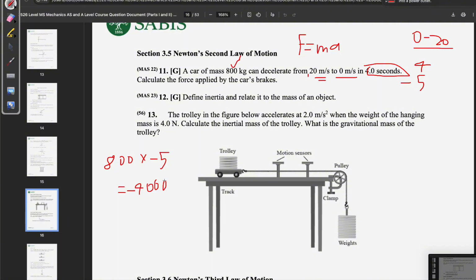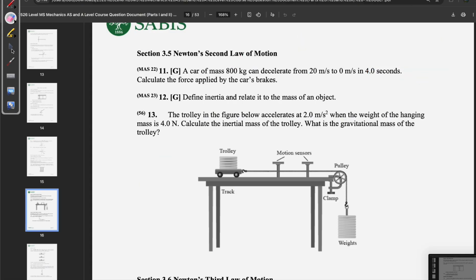Now for number 12, define inertia and relate it to the mass of an object. Inertia is basically the resistance of an object to move, in other words. And we're going to relate it to the mass. We're going to say the higher the mass, the higher the inertia.